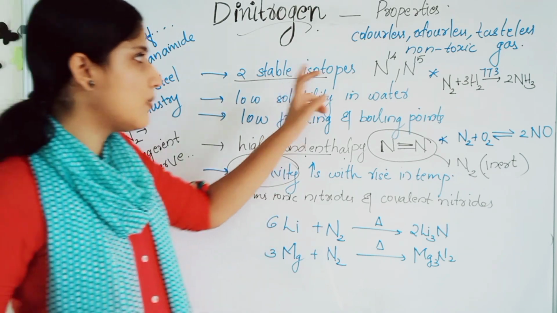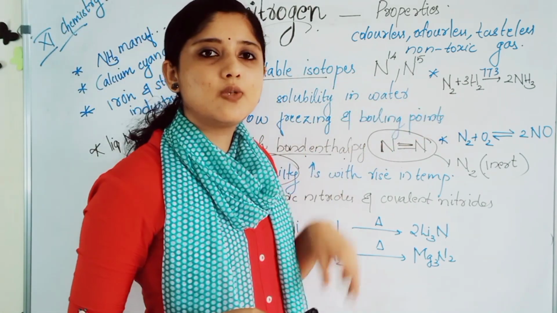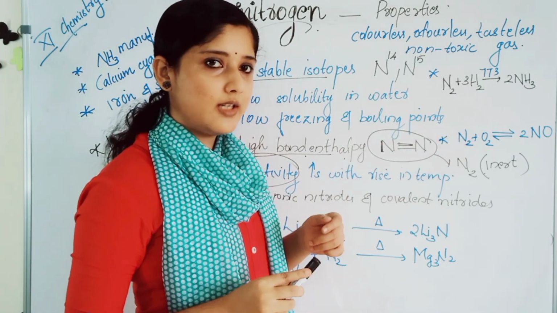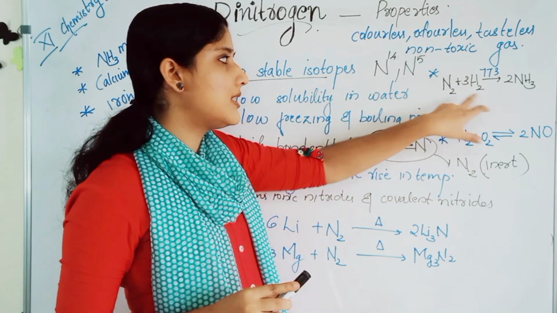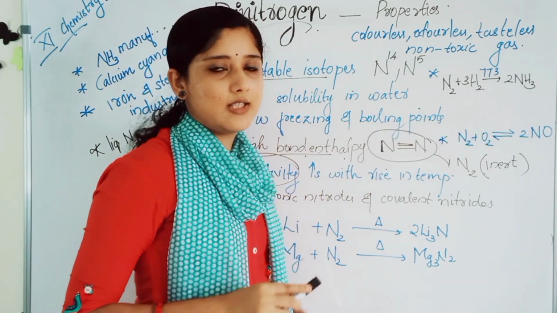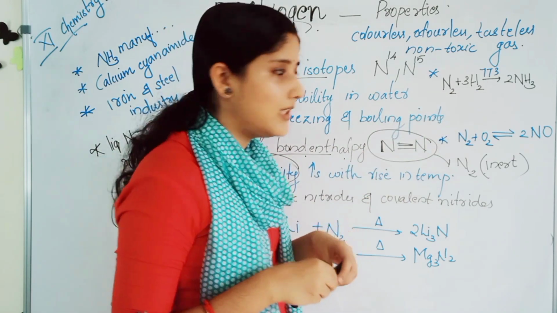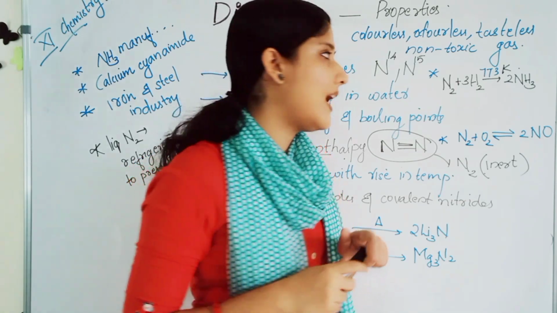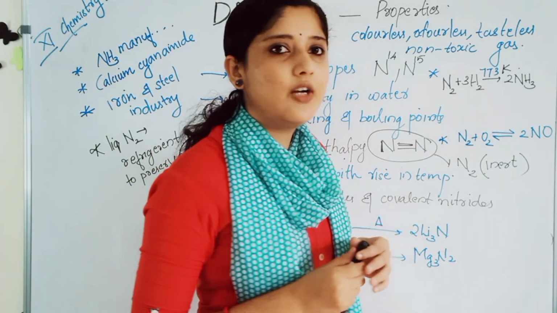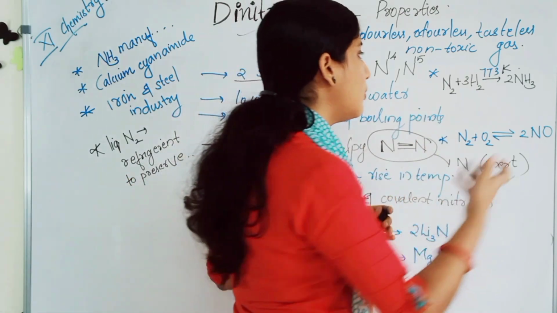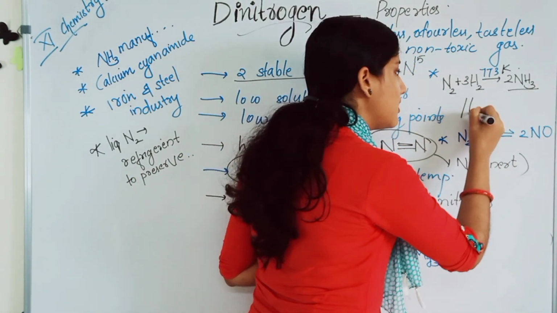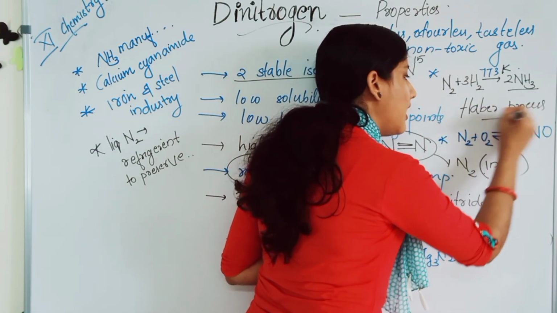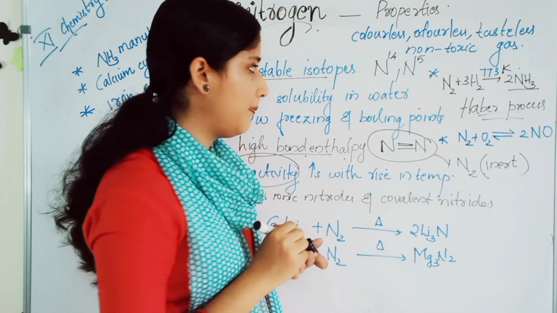Next important thing: nitrogen reacts with hydrogen to form ammonia. We studied this in the d-block. It is the Haber process. N2 plus 3H2 gives 2NH3 at a higher temperature, that is 773 Kelvin. Dinitrogen reacts with hydrogen at this temperature to form ammonia, NH3. That process is called the Haber process, the manufacture of ammonia.